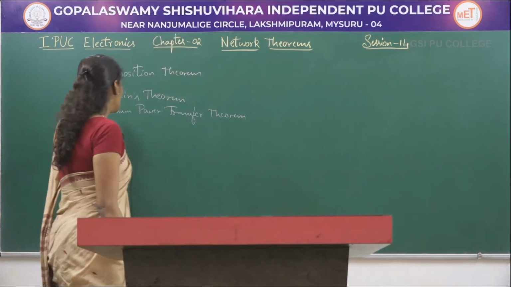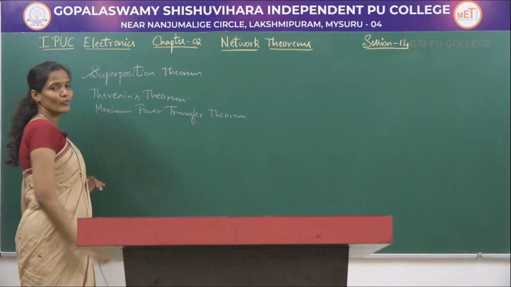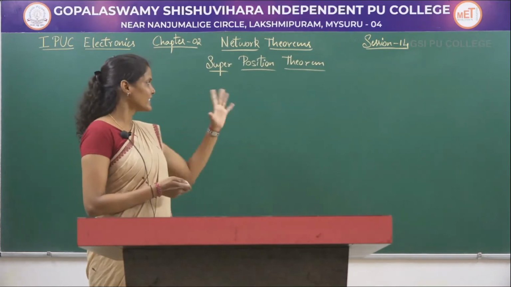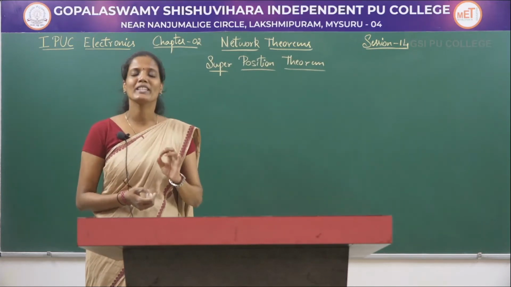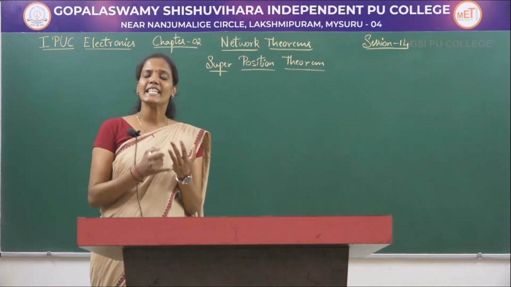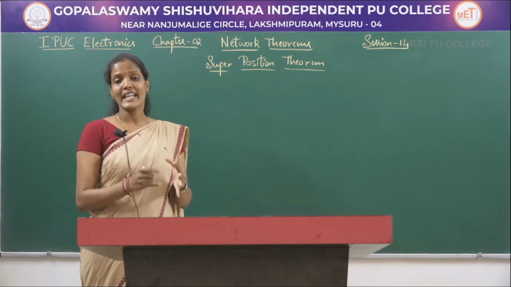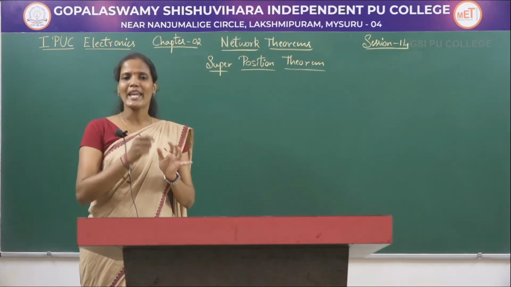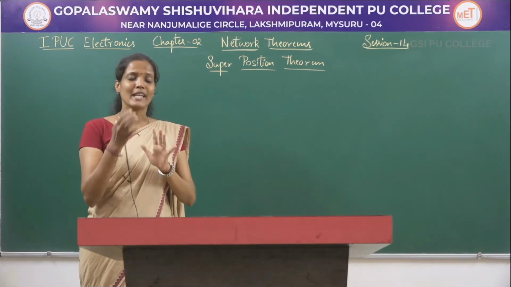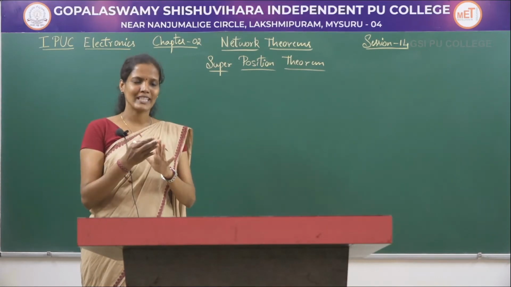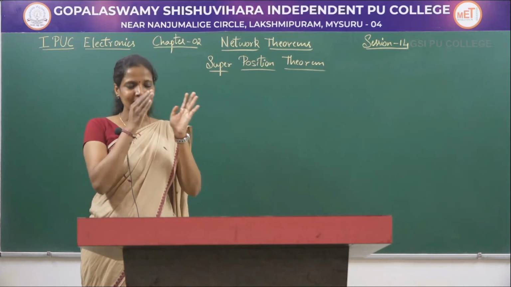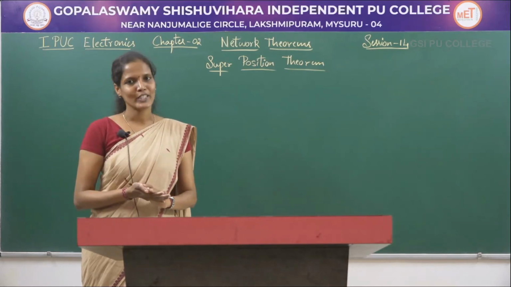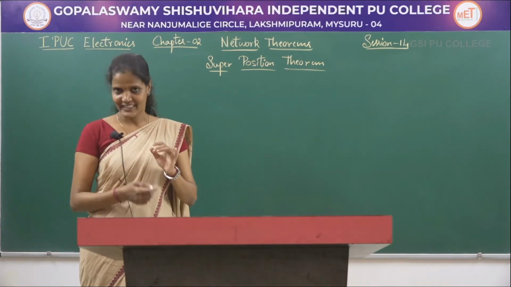So in today's class, we will be seeing what exactly is the meaning of this superposition theorem. Now let us first understand this superposition theorem with a statement. In any linear bilateral network containing a number of voltage sources, the current or the voltage through any of the branches is equal to the sum of the currents or the voltages caused considering only a single source at a time and by replacing all other voltage sources by their internal resistances.